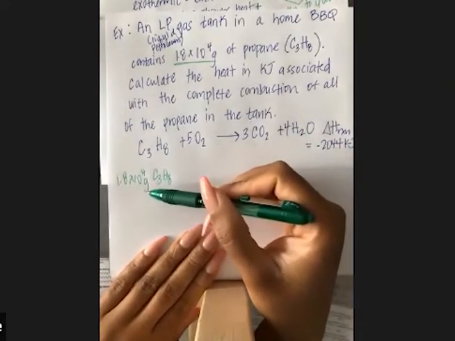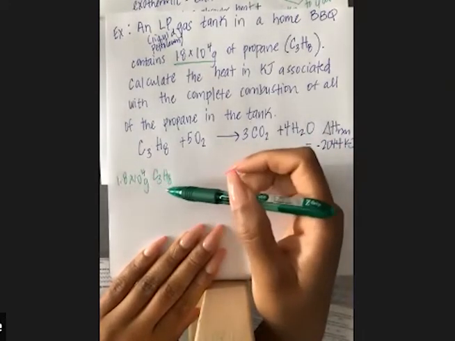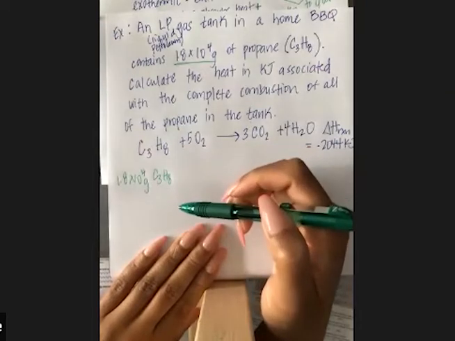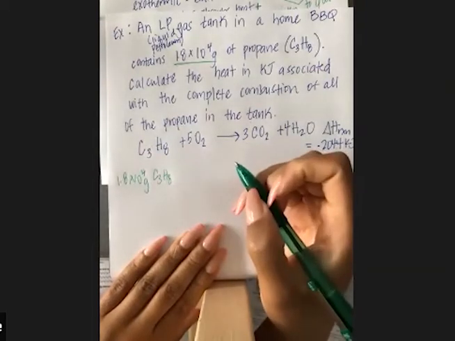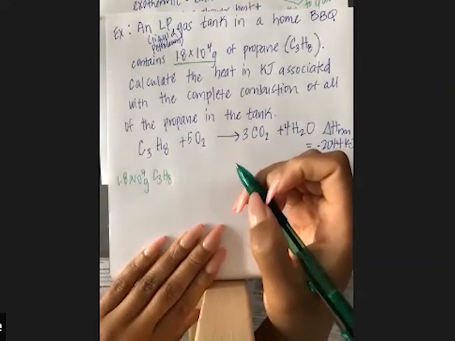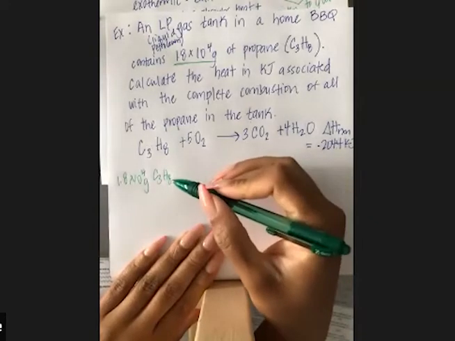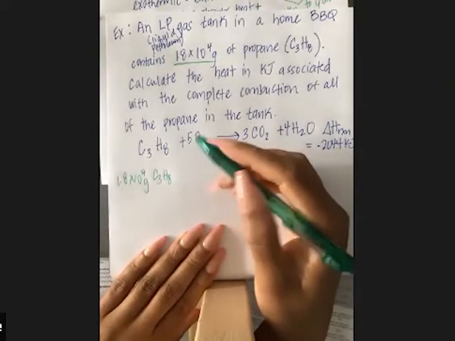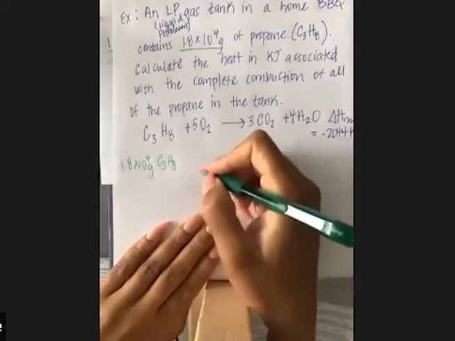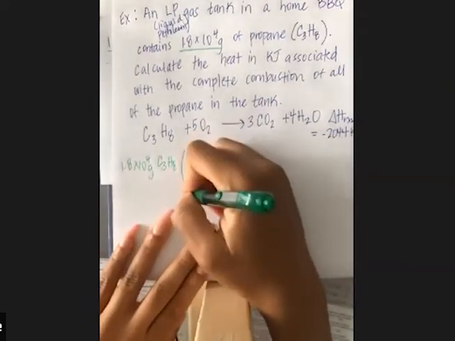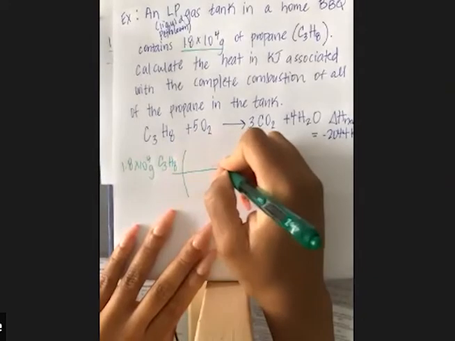So if I have the grams of propane, what do you guys think my first step is to do? And what's always our first step? Change it to moles. Our first step is to always get to moles if we're not already in moles. So in this case, how do I go from grams to moles? Just like every other time.